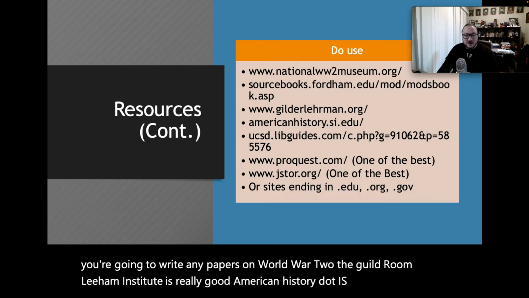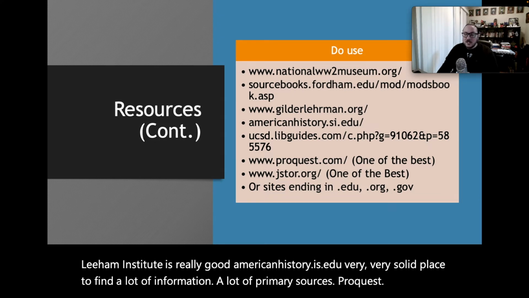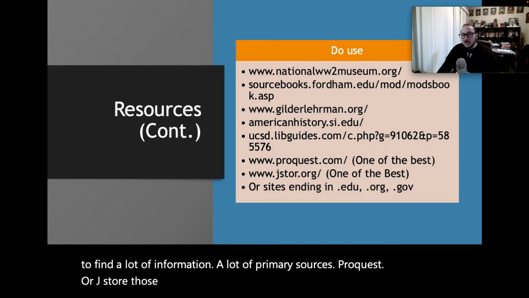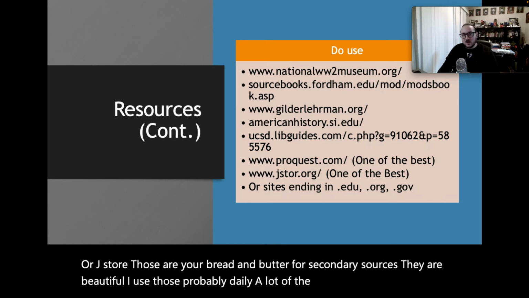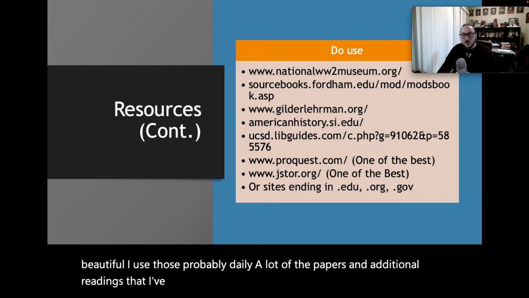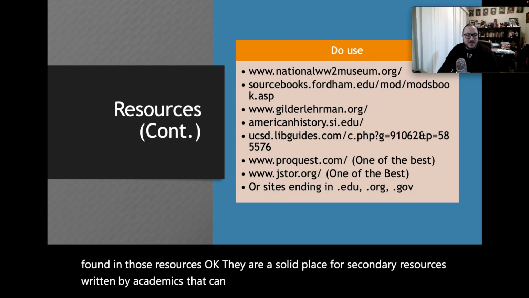AmericanHistory.is.edu is a very, very solid place to find a lot of information and a lot of primary sources. ProQuest or JSTOR, those are your bread and butter for secondary sources. They are beautiful. I use those probably daily. A lot of the papers and the additional readings that I've assigned to you throughout your course are going to be found in those resources, okay? They are a solid place for secondary resources written by academics that can be trusted, okay?